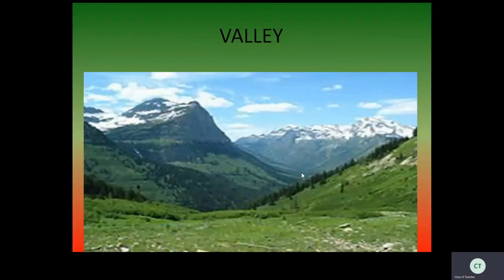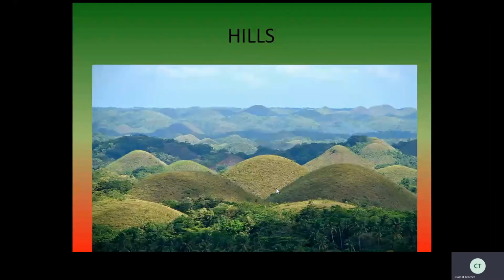See, this is a valley. See, in between, like a V shape, isn't it? Between the hills and mountains, there will be a little place. That is a valley. See, hills. It is not very high like a mountain, but just see the hills.